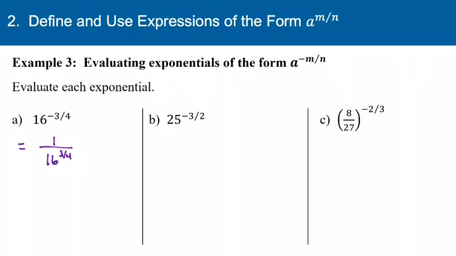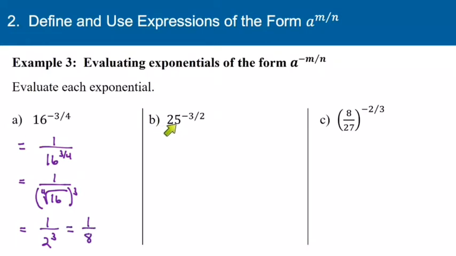So we're going to have 1 over the 4th root of 16, and then this whole denominator is going to be raised to the 3rd power. Now the 4th root of 16 is 2, so now we have 1 over 2 to the 3rd power, and 2 to the 3rd is 8, so now we have 1 over 8 as our final result.